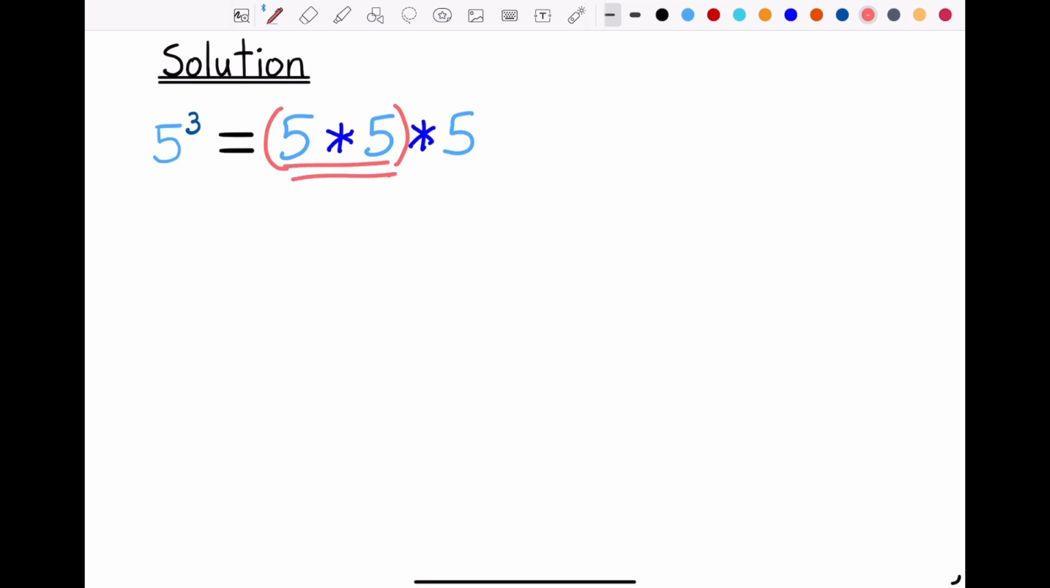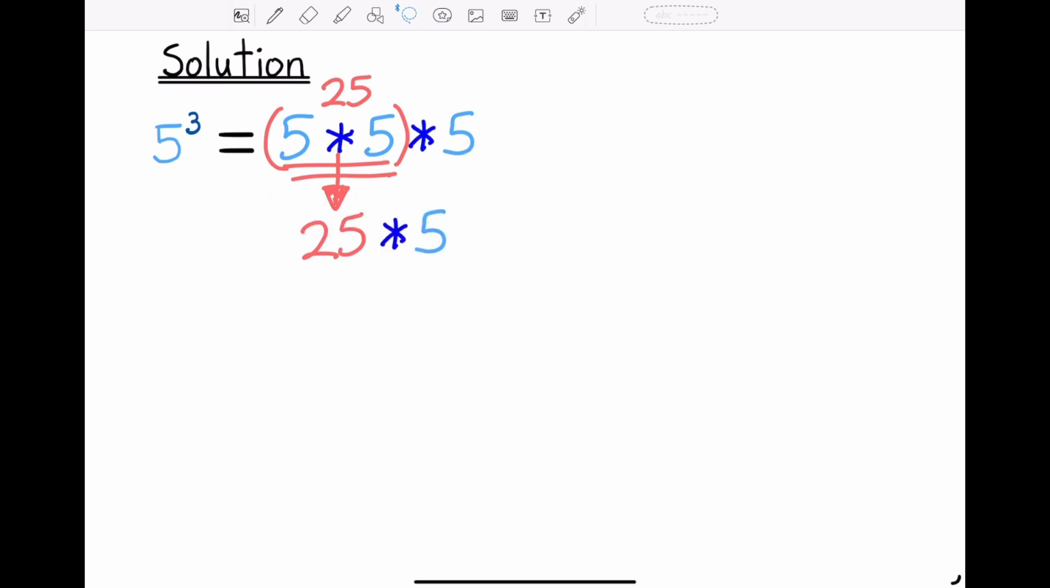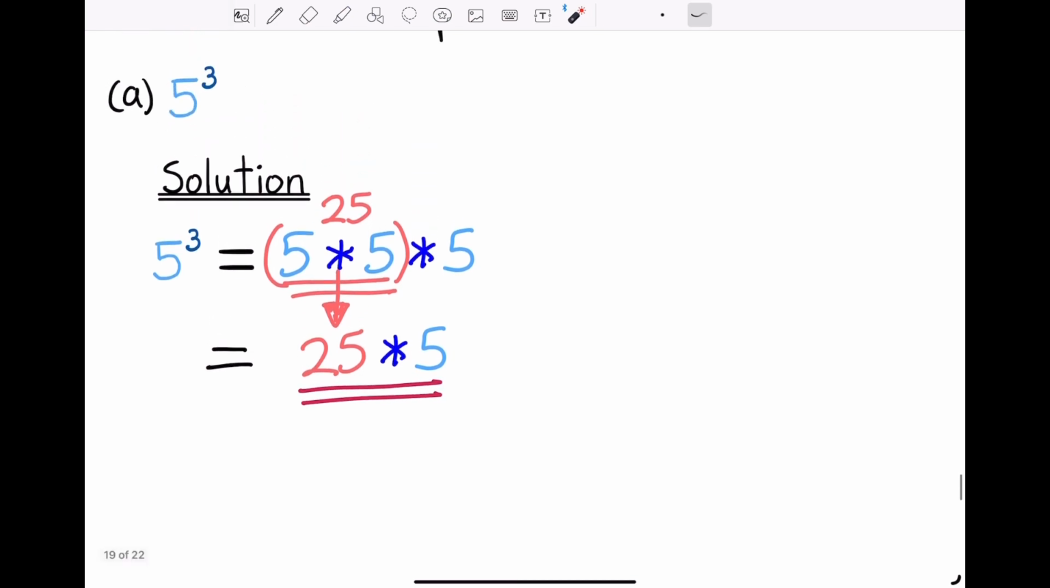5 times 5 equals 25. So we're going to replace these 2 5's with the product of 25. And now we're going to bring down this 5 we haven't used. So now we have 25 times 5. And we only have 2 numbers that we have to multiply. So we're going to find this product with long multiplication. So let's do it up here.